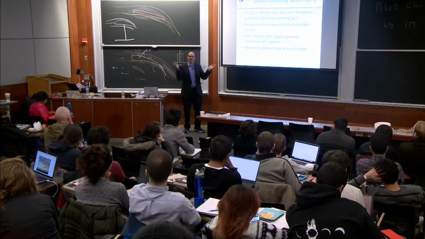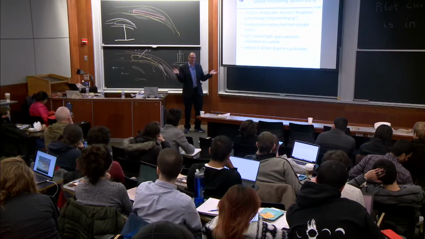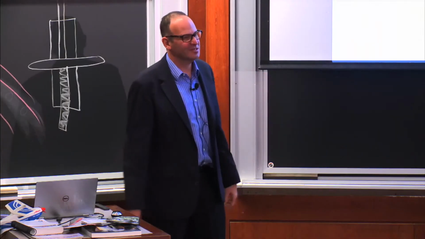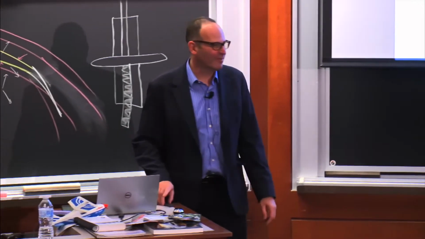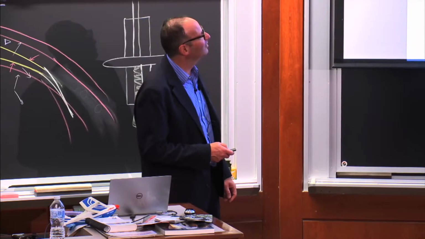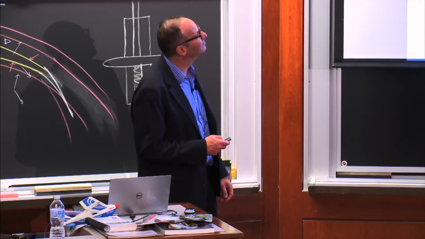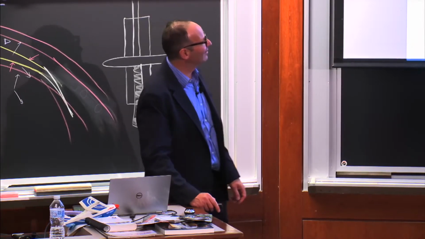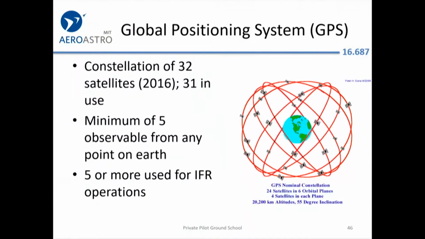You just rely on the fact that the speed of light is constant. If you know the distance to each of a bunch of satellites and you know where they are, then at that point you know where you are. The 32 satellites as of 2016 were up, 31 were in use. You can always see 5. For IFR, the idea is to try to get some redundancy.